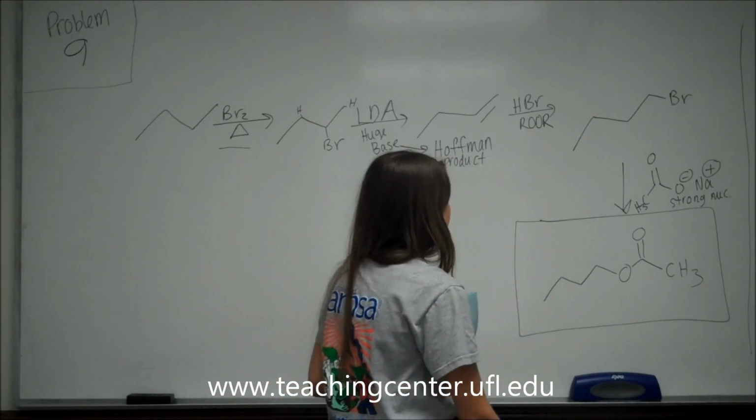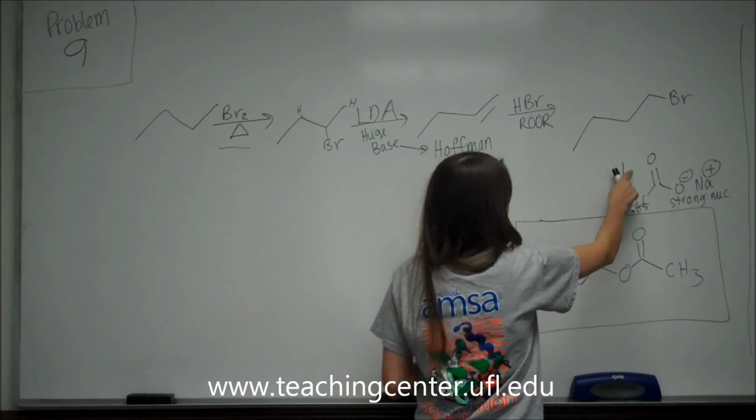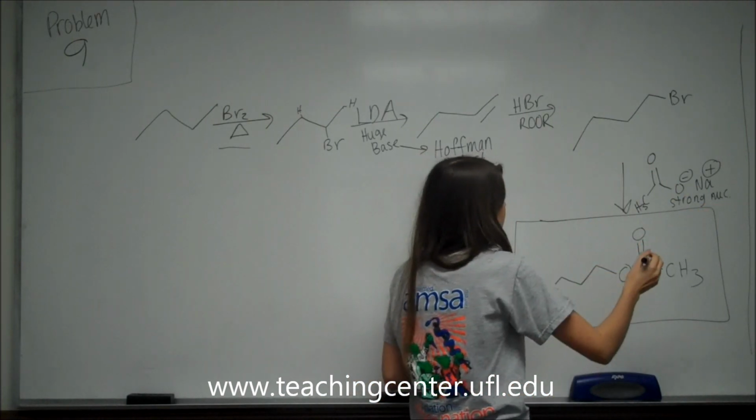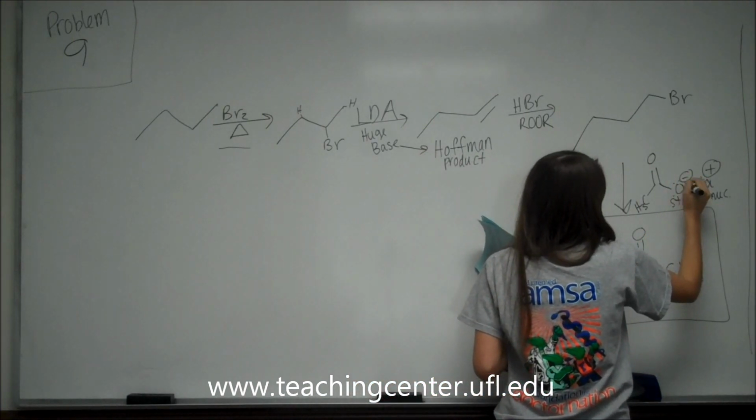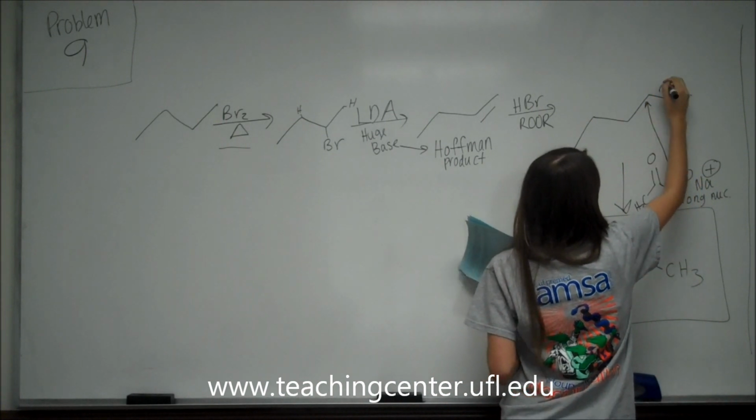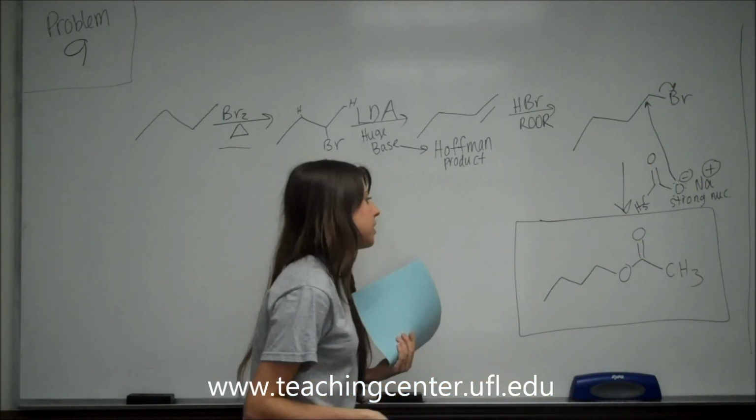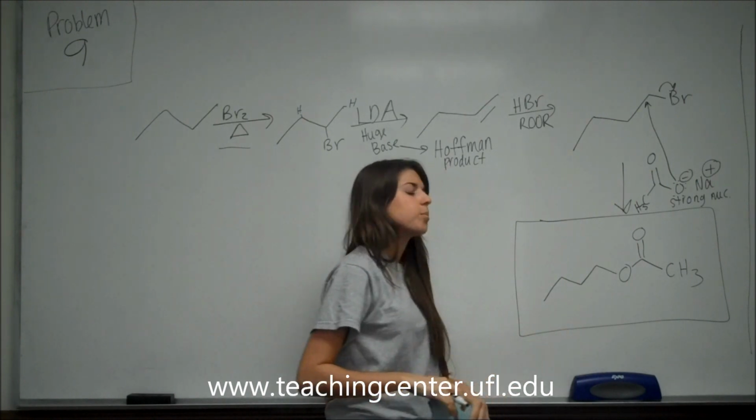So what's going to happen is an SN2 reaction with this alkyl halide that we've made. So this is going to attack and displace bromine, and you're going to get this ester product.